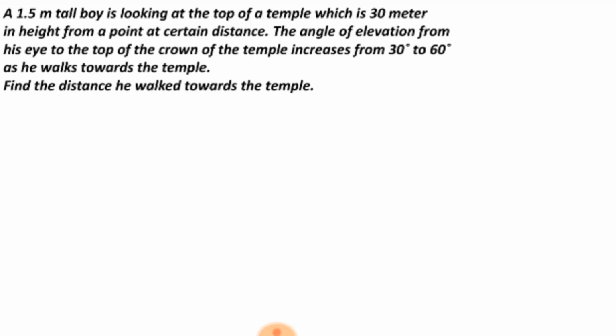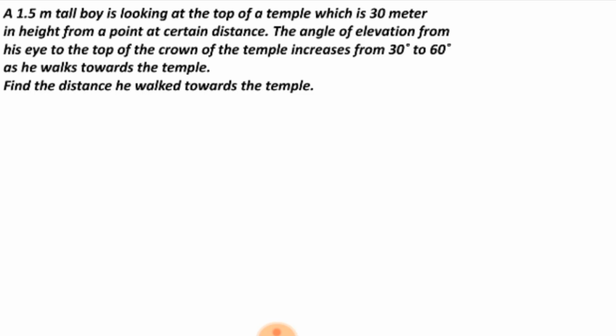A 1.5 meter tall boy is looking at the top of a temple which is 30 meters in height from a point at a certain distance. The angle of elevation from his eye to the top of the crown of the temple increases from 30 degrees to 60 degrees as he walks towards the temple. Find the distance he walked towards the temple. So this is the given problem.